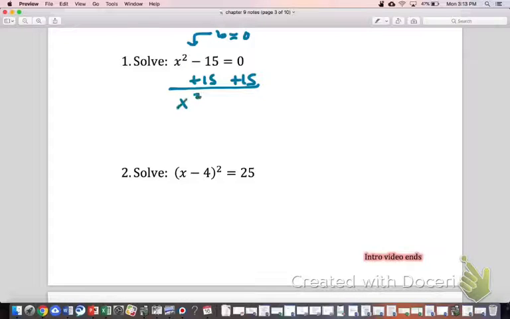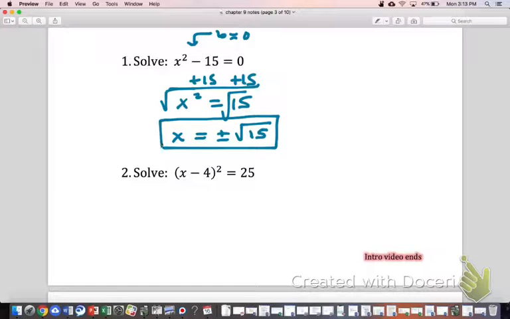So then 0 plus 15, of course, is 15. And now that this x squared is by itself, the quantity being squared is by itself, I can square root both sides. So when I do that, I end up with x equals plus or minus the square root of 15. If I wanted to, I could approximate the square root of 15, but I'm just going to leave it as is, keeping the plus or minus. Both the positive and the negative versions of root 15 will work just fine.